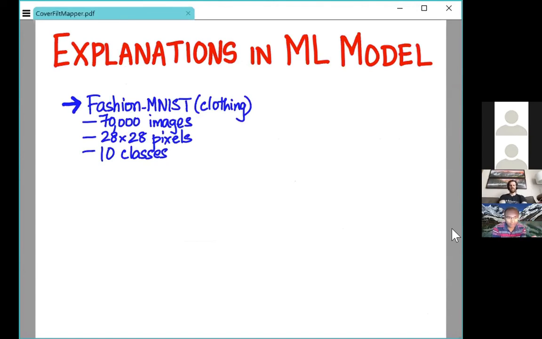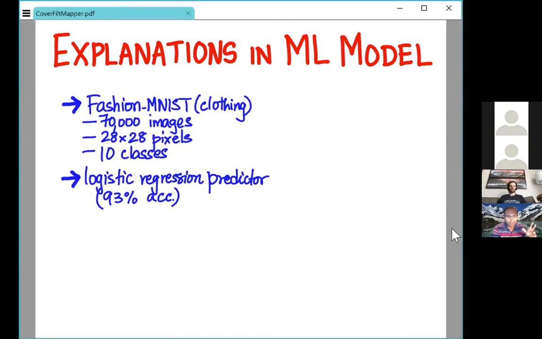So as an experiment, we looked at the Fashion-MNIST dataset. It's a standard dataset where there are more than 70,000 images. Each image is a 28 by 28 pixel image, and each image belongs to one of 10 classes, like sneakers, ankle boots, purse, and so on. So 10 fashion classes. Here's what we did.